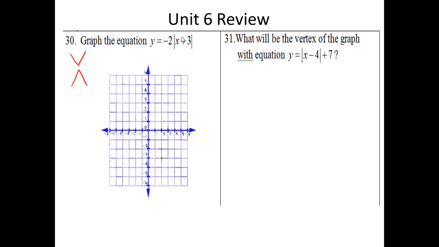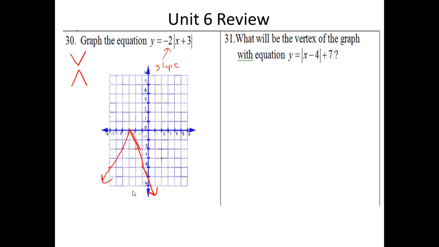So when it's inside the bars of the absolute value, I have to move it to the opposite of which way it's telling me. So that says positive 3, so I have to move it negative 3. And this number right here is going to be my slope of my lines, the slope of my V. So I need to go down 2 over 1, down 2 over 1. Just keep on doing that. And there is my V.